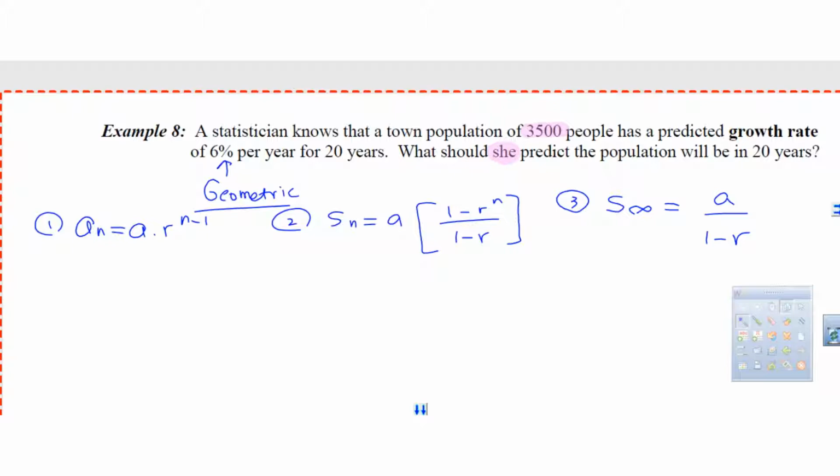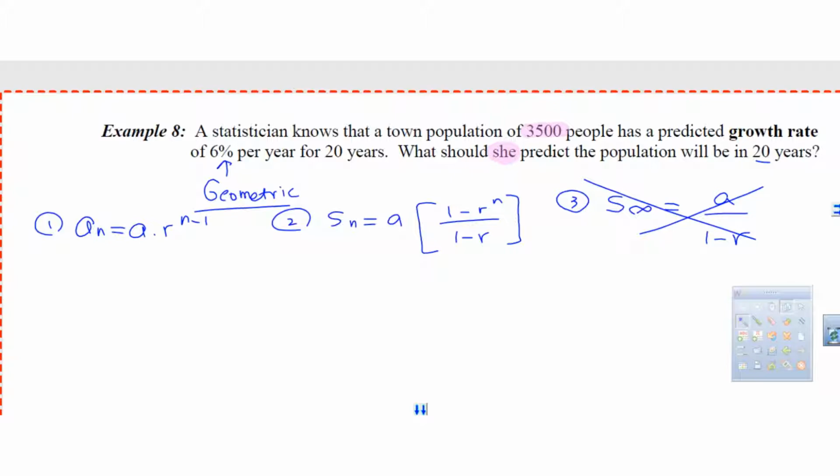So I start with 3,500. It's going to go up 6% each year for 20 years. What will she predict the population to be in 20 years? First of all, I know it's not infinite, right? Because they're saying 20 years, so I know it's not going to be that one. So is it 1 or is it 2?